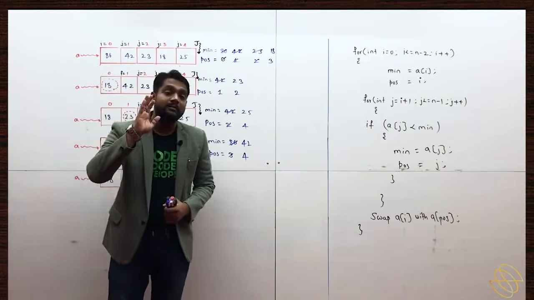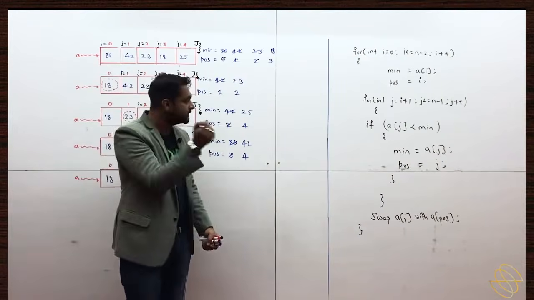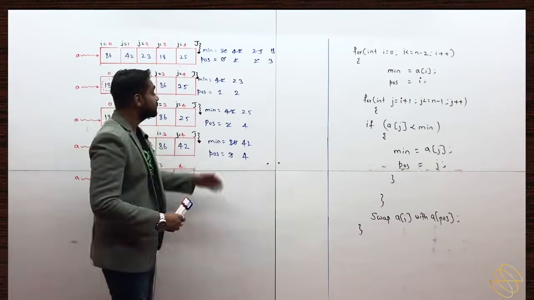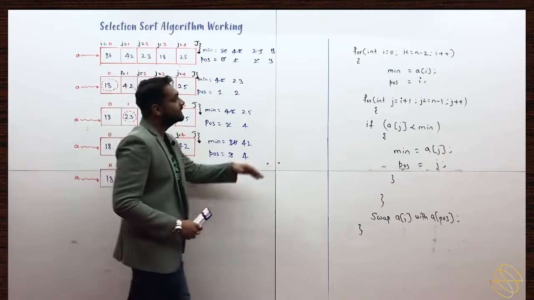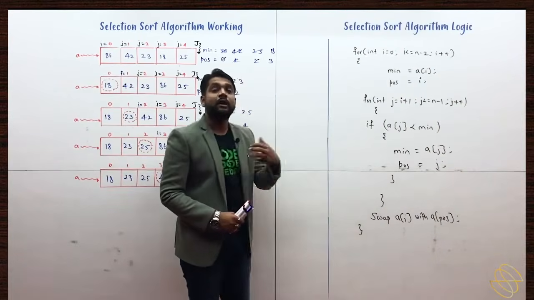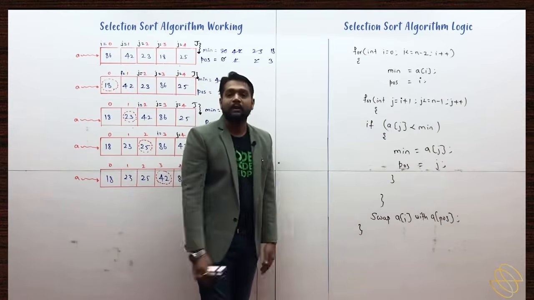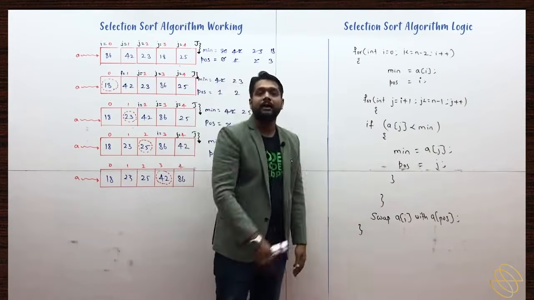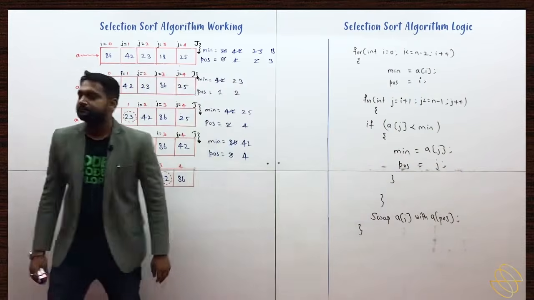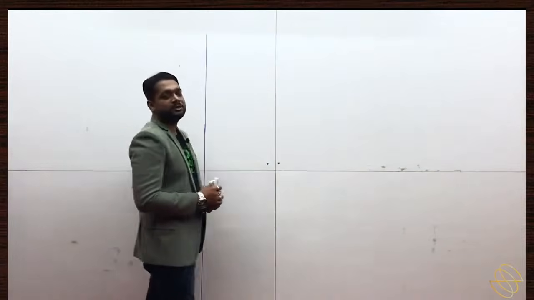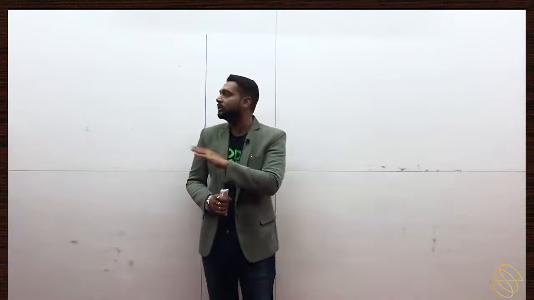I hope I am completely clear about the selection sort algorithm. First, copy this program as it is. Copy this working as it is. Then copy the logic as it is. We will have to convert this logic to the working program. That is still pending. So copy this, then copy this. We will convert it to a program. Be very quick. I hope you have completed it. We will convert that logic to the working code.